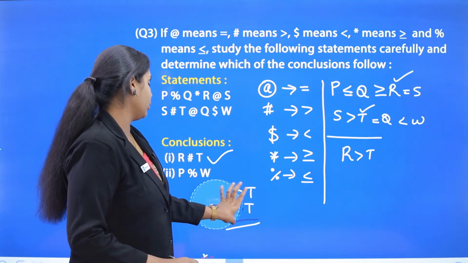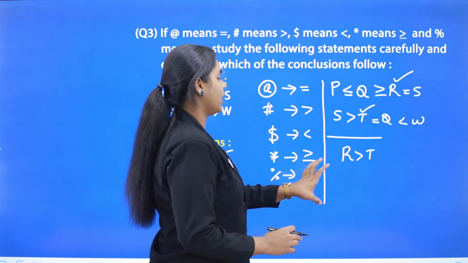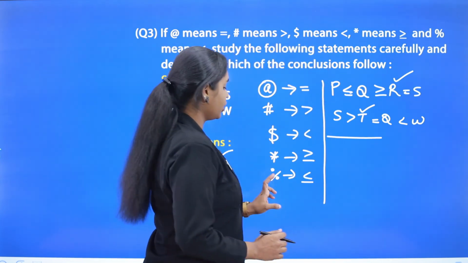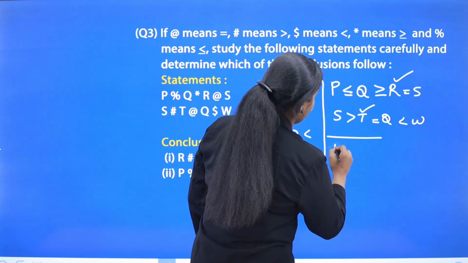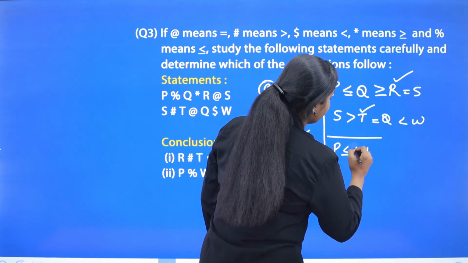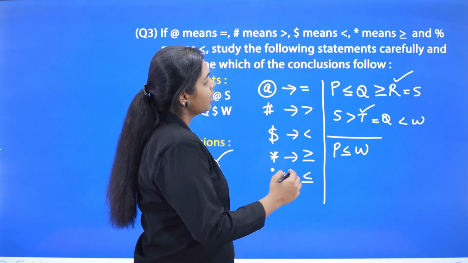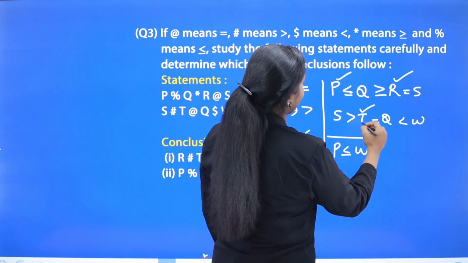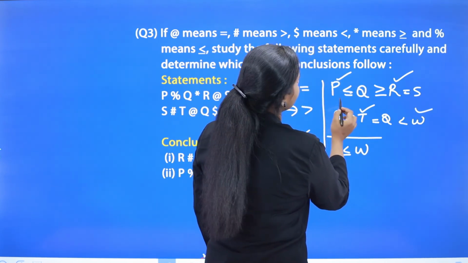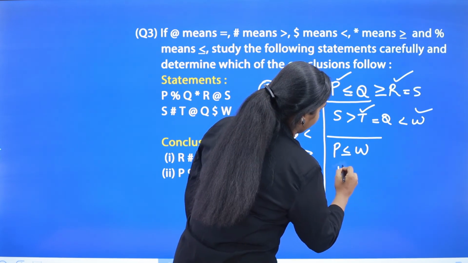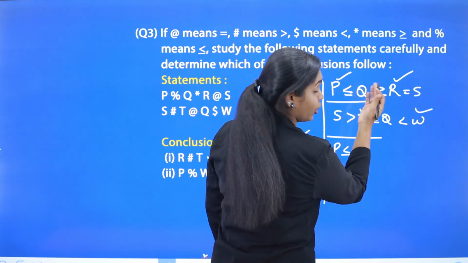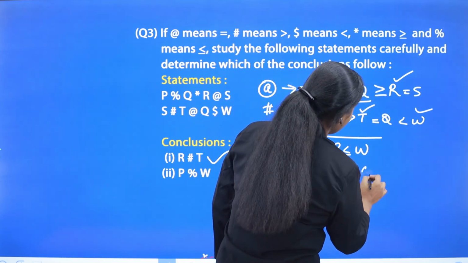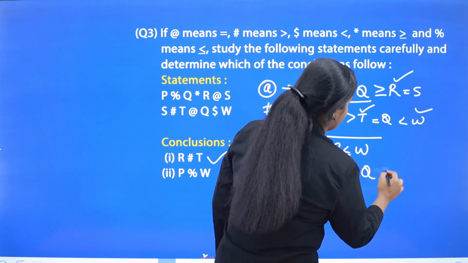P mod W or P percentage W. So what is percentage? It is less than or equal to. So P less than or equal to W is the second conclusion. Now here P is over here and W is here. P less than or equal to Q is given, and here Q less than W is given.